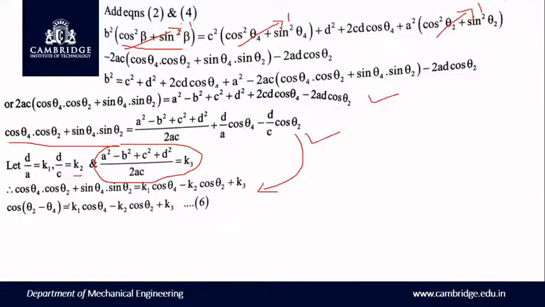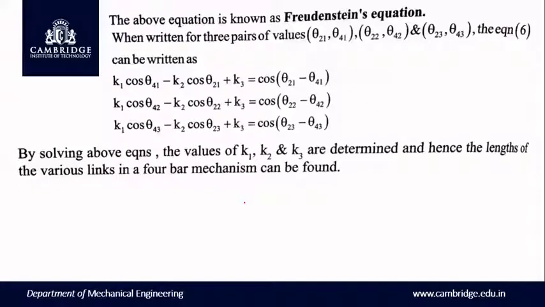We know that cos A cos B plus sin A sin B is equal to cos(A minus B). Hence cos(theta 2 minus theta 4) will be equal to k1 cos theta 4 minus k2 cos theta 2 plus k3. Let us call this equation number 6. This equation number 6 is called the Freudenstein equation.